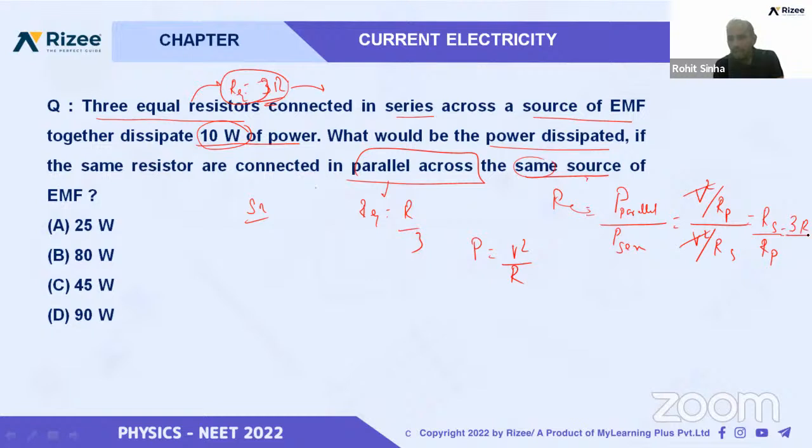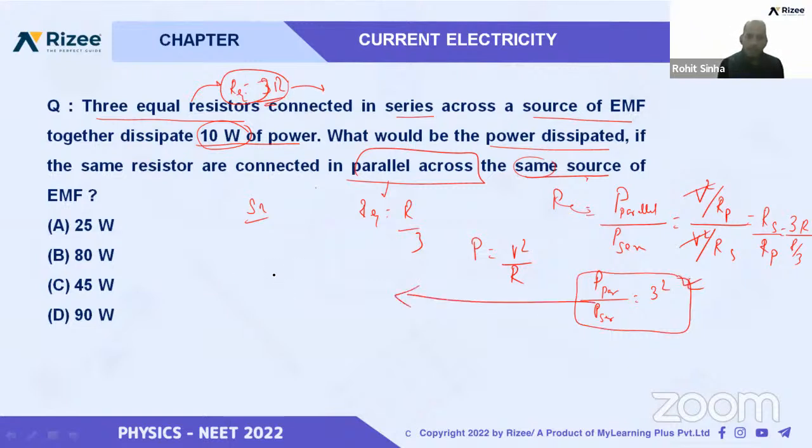and in parallel we know R by 3. What do we get? We get power for parallel by power for series, it will be equal to 3 square. Got it? From here we can find the answer.